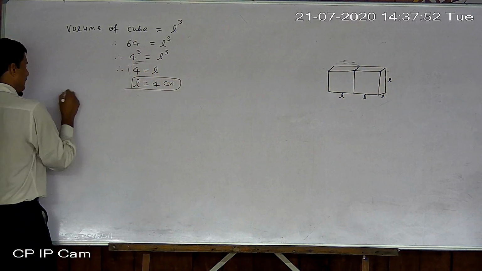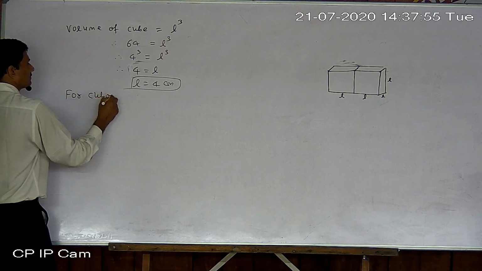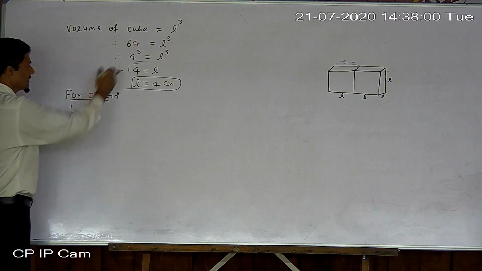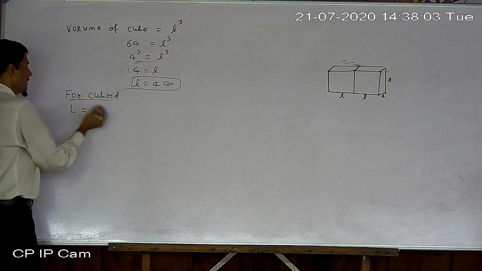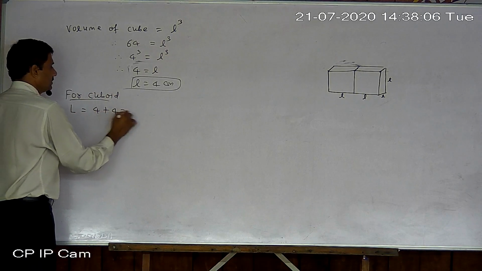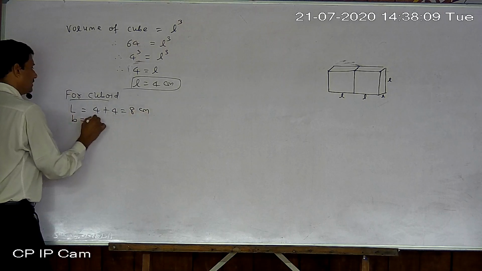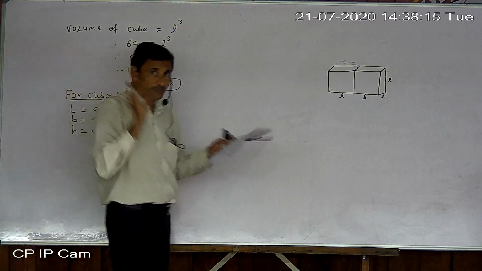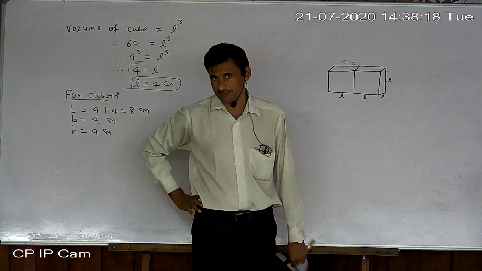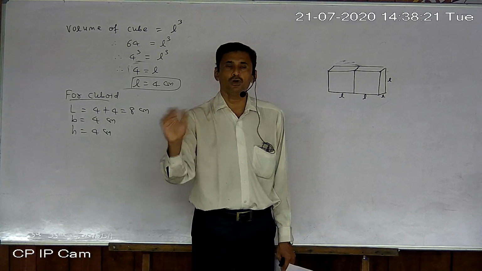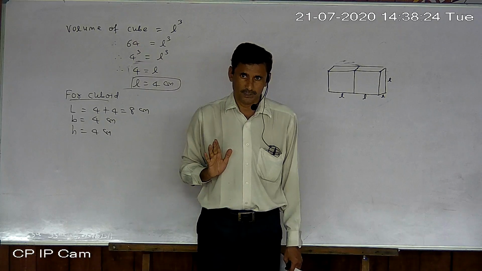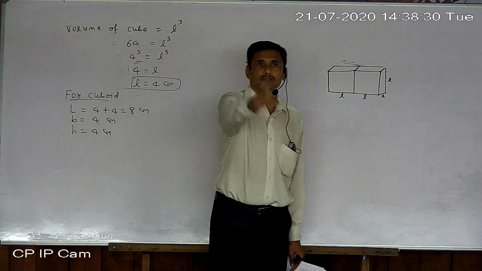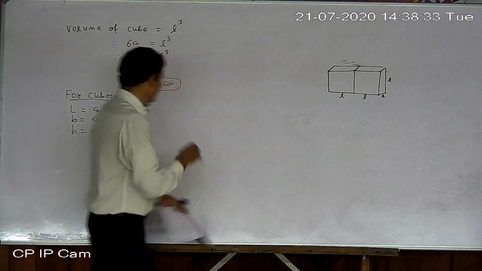Okay? So for the cuboid now, again prepare a list first of all. Length equals, here write capital L. Why? So that both become different. So capital L equals 4 plus 4, 8 centimeter. Breadth equals 4 centimeter only. Height equals 4 centimeter only. You understand? Just imagine. Suppose two cubical classrooms are there. Suppose in between one wall is removed. What happens? That class's breadth does not increase, height does not increase, only length will increase. So only length increases.